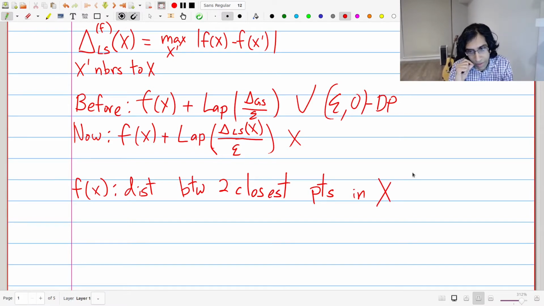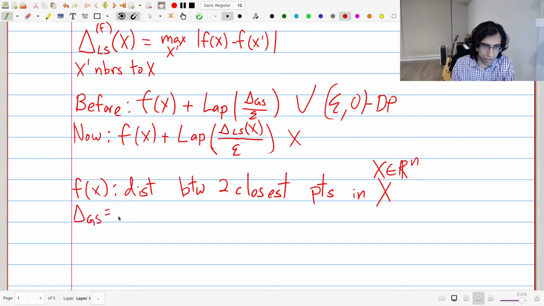So we will note that this could plausibly be an infinitely sensitive function, where the domain is, let's say, x in R to the n. For example, if you just have, say, two points in your data set, then they could both be equal to 0. And then, if you move one point off to an arbitrarily large number, infinity, then the distance will go to infinity. So let's just summarize that: Delta GS equals infinity.